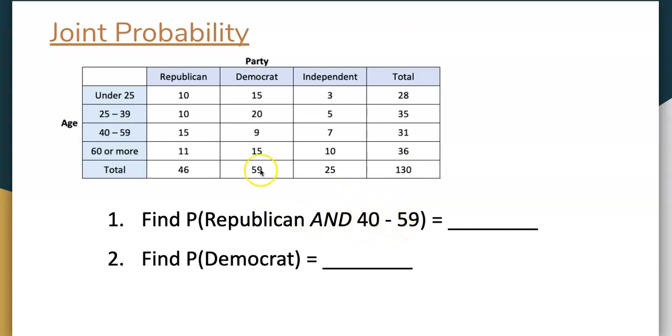So let's see, Republican, 40 to 59. So I need my numerator to be 15. 15 over what number? 130. Therefore, the probability that we want is 15 over 130. Okay?